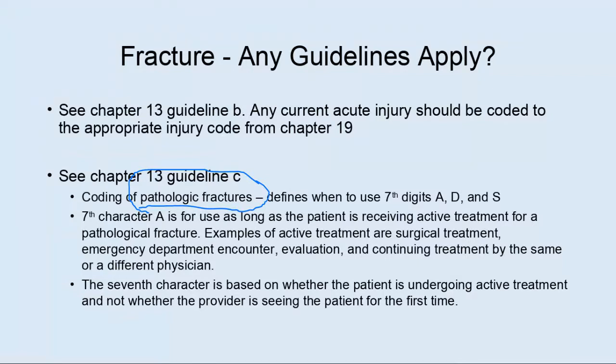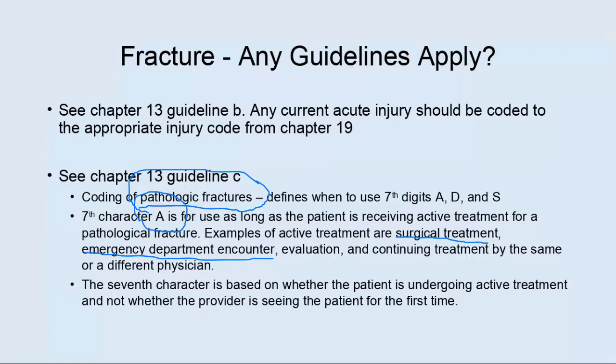You can write in your book under fracture in your index, fractures pathological due to disease, fractures trauma due to injury. Okay. And another important guideline is Guideline C in Chapter 13. 7th character A is used as long as the patient is receiving active treatment for a pathological fracture. Examples of active treatment are surgical treatment, emergency room encounter. Okay, so that tells us that we're going to use the character A.